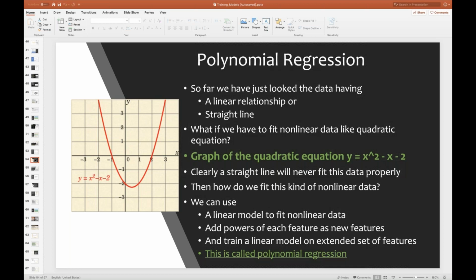So once your features are reinvented, or once your features are given added powers, what will you do? On top of that, you will run the linear model. This is called polynomial regression. Can I please check if the slide is clear and move on to the next slide quickly?